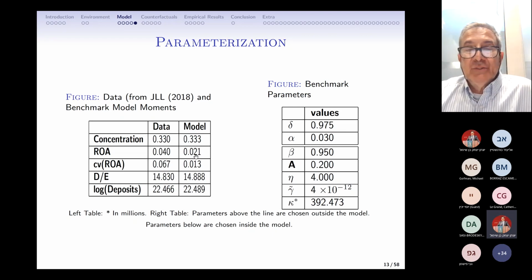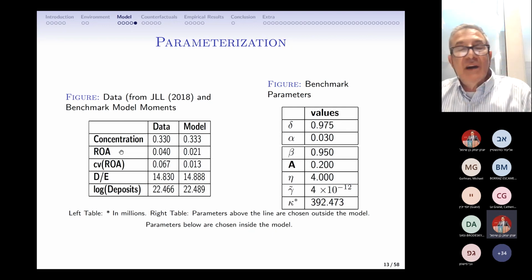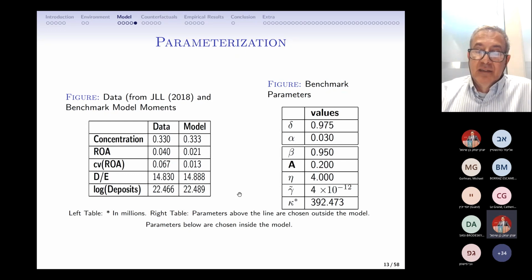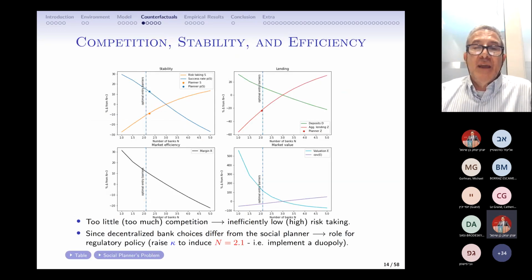The model just underpredicts drastically the return on assets, but this is a model that only has interest earnings, while banks have interest and non-interest earnings. We don't have that in the model, and we don't have many shocks in the model. So the variation in the return on assets in the model is not nearly as high as in the data. The model matches leverage in the data and how big the scale of average banks are in the data. Okay, so now I finished the parameterization.